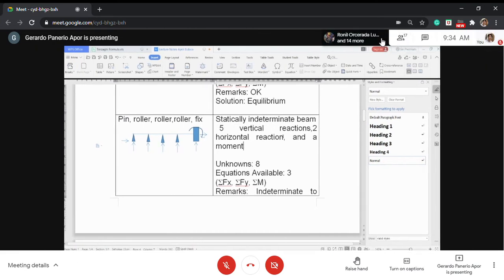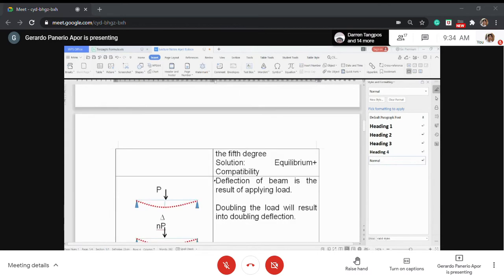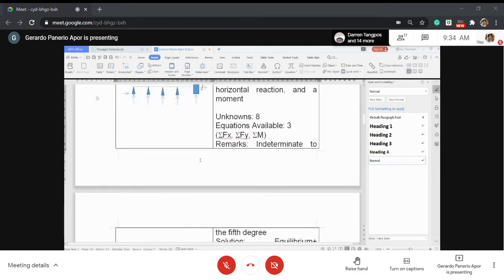So that means that as the degree of indeterminacy becomes bigger, like 3, 4, 5, the solution also becomes longer. Not really harder, but longer. Last meeting we solved one with a degree of indeterminacy of only 1, just like this problem.